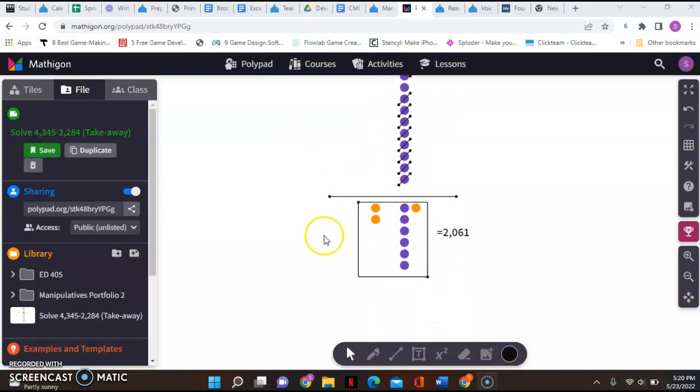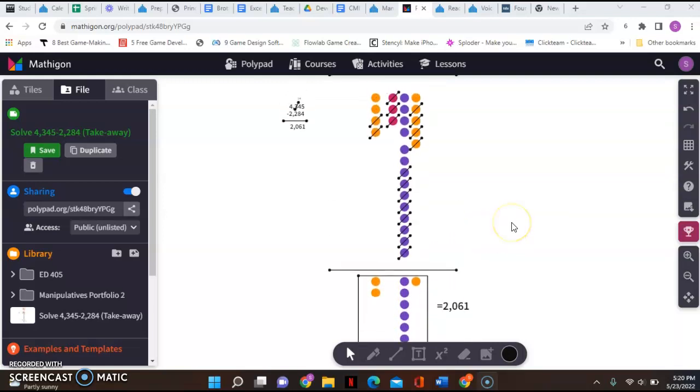And so here is the final result, 2,061, or 1 ones place value, 6 tens place values, 0 100 values, and then 2 1,000 values.